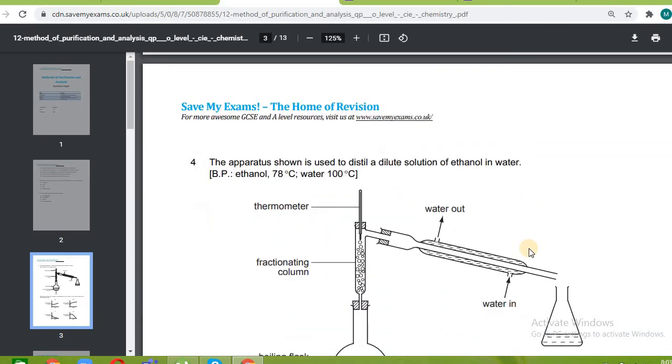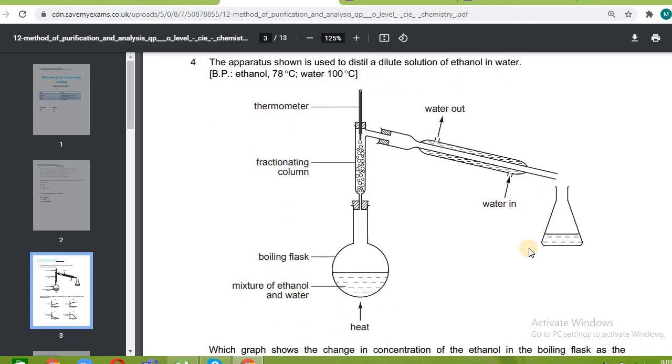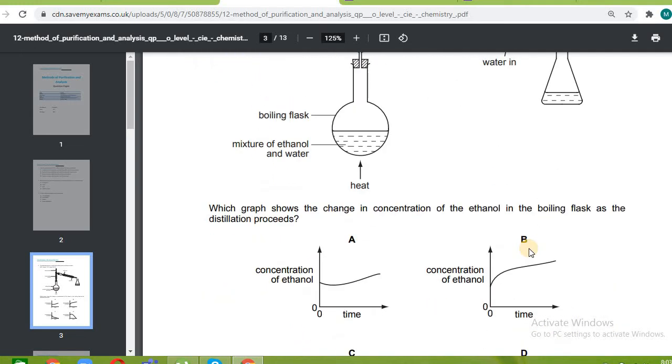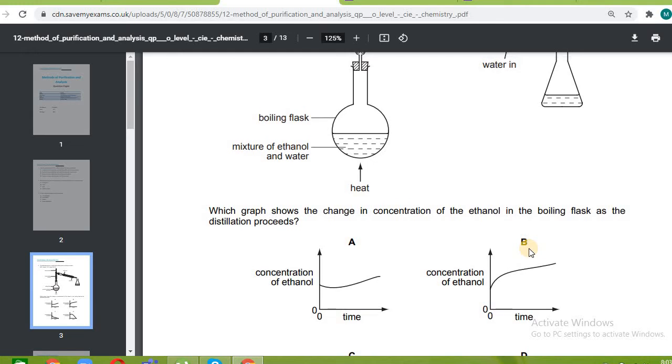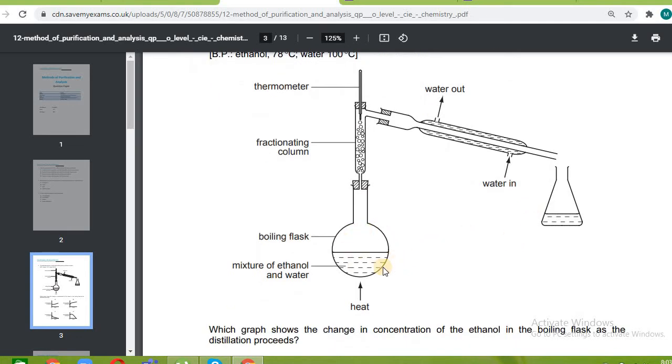The question number 4 is asking us, they are giving us an apparatus which is being set up to separate a mixture of ethanol and water, and the boiling points are given, and the question is which of the following graphs shows the concentration of ethanol in the boiling flask. In the apparatus, first we should know where the boiling flask is. So where my cursor is rolling, this is the boiling flask, so the mixture of ethanol and water is in it. When it is heated, what will happen?